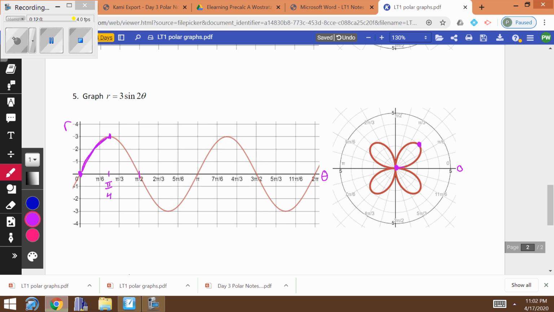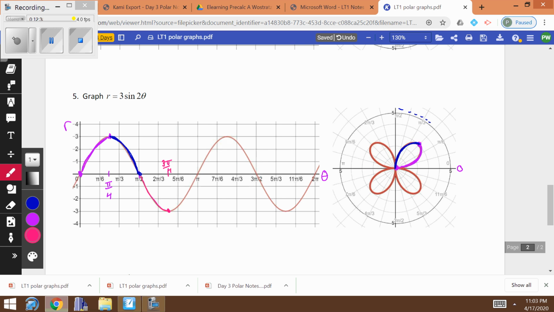So that is this part. It's getting further away from the pole. And then if I come back down from pi over 4 to pi over 2, again, that r value is still positive along this part, but it's getting closer and closer to the pole till it goes back down to 0. Now notice that the r value is negative. So this is pi over 4, pi over 2, and this is 3 pi over 4 here.